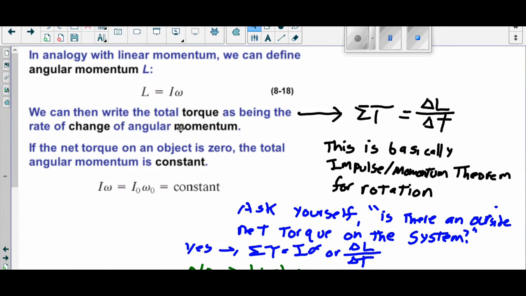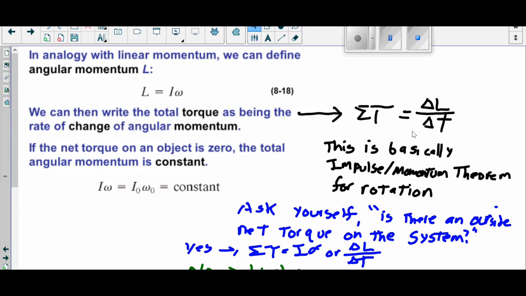Okay, so in previous conversation and reading, we learned that we could calculate angular momentum using this quantity I times omega, I being the moment of inertia and omega being the angular velocity. What I want you to start thinking about now are these two statements here. We can then write the total torque as being the rate of change of the angular momentum. So if you take a look at that, what it's saying is the net torque is equal to the change in angular momentum over the change in time, because we're talking about a rate of change.